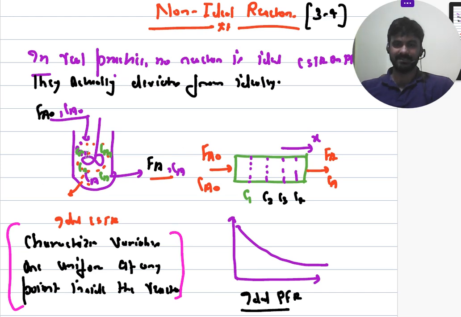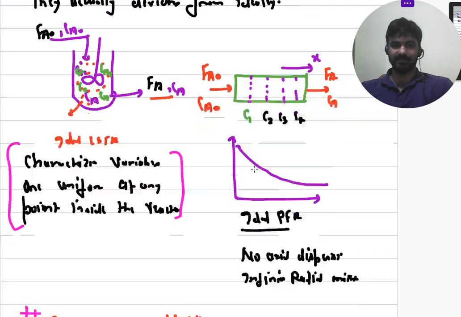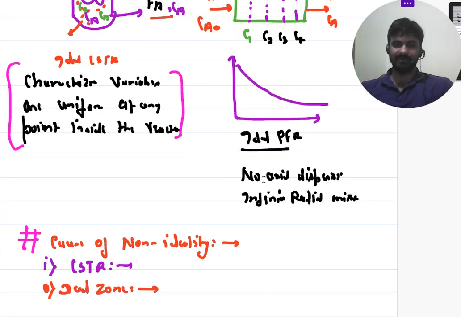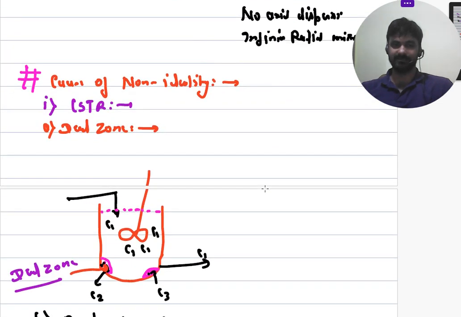Let's say you have a CSTR. In the CSTR, the characterizing variables will be the same throughout the reactor. All of these characterizing parameters, let's say concentration, temperature, and pressure, will be the same throughout the reactor. So there is no spatial variation of any parameter in the CSTR. Then that is called an ideal CSTR. And if there is no axial mixing in a plug flow reactor, then that is called an ideal PFR. So for the ideal CSTR, characterizing variables are uniform at any point inside the reactor, and for the ideal PFR there is no axial mixing and radial mixing will be infinite.